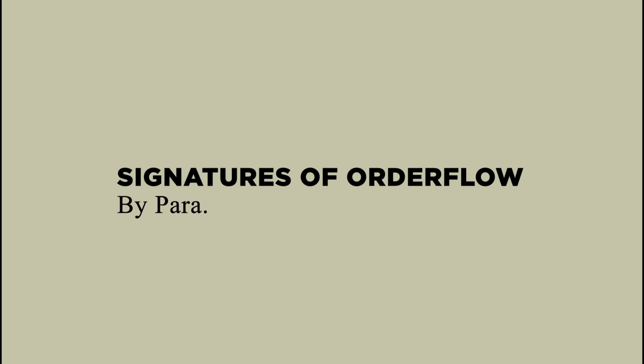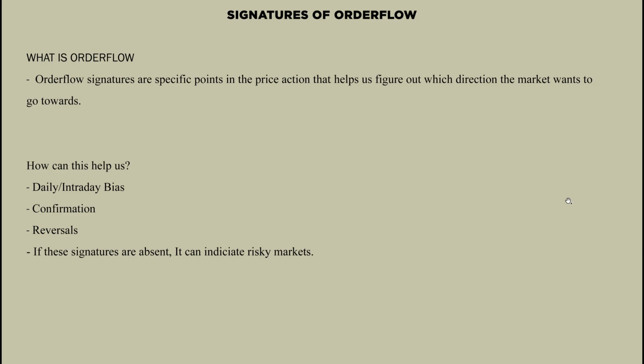This video is going to be on order flow and understanding order flow. Now, first of all, what is order flow? Order flow signatures are specific points in price action that help us figure out which direction the market wants to go towards. What does this mean? It means that by using these signatures, we can figure out that the market is bullish or bearish.